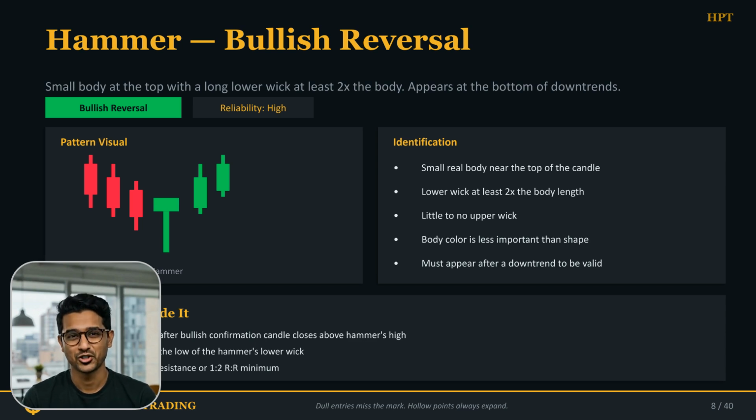The hammer is a bullish reversal pattern, with a small body at the top and a long lower wick. It must appear at the bottom of a downtrend to be valid. The wick should be at least twice the body length.